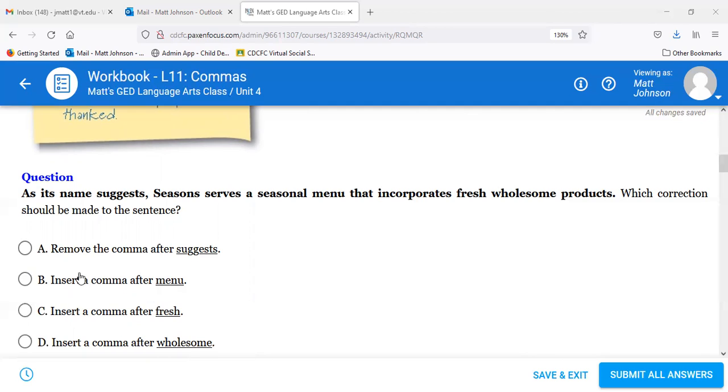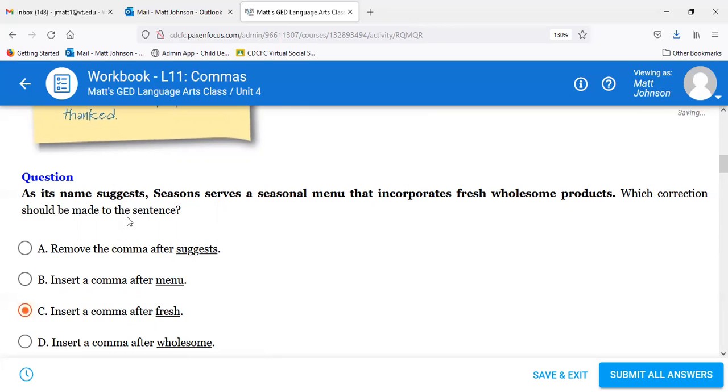Let me see. Did you say C? I'm trying to read it again. Oh, okay, go ahead. Maybe insert the comma after fresh. There you go. Yeah, C.